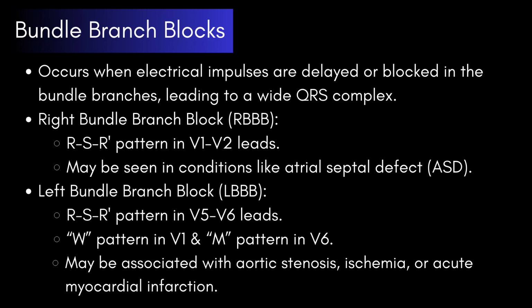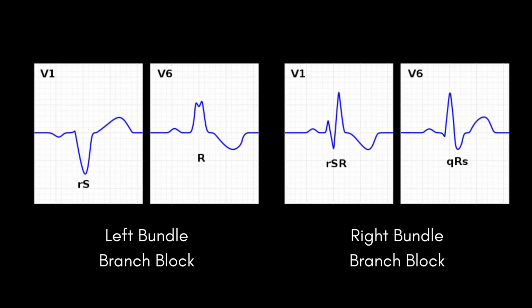I will follow up this slide with some visual aids in an ECG format to help you understand how they may manifest. Here are some visual aids to help you guys out with bundle branch blocks. In a left bundle branch block, an RSR pattern can be observed in the V5 to V6 leads. A W pattern in V1 and an M pattern in V6 can also be observed.